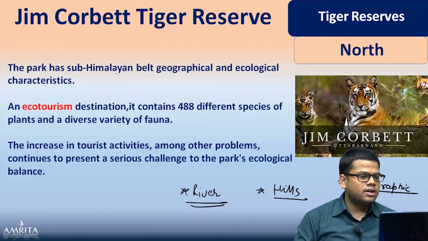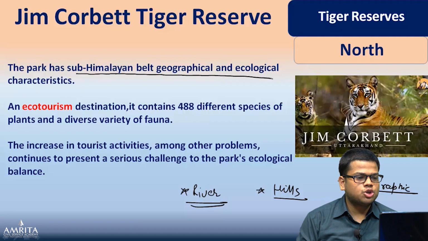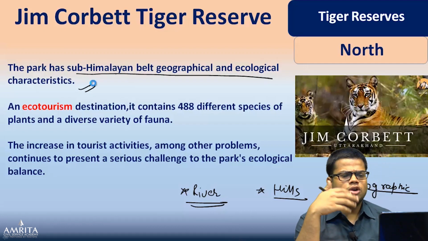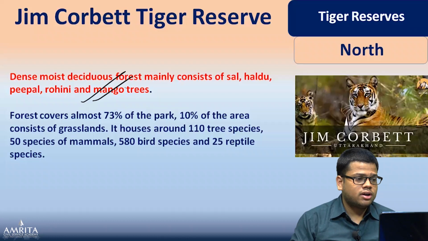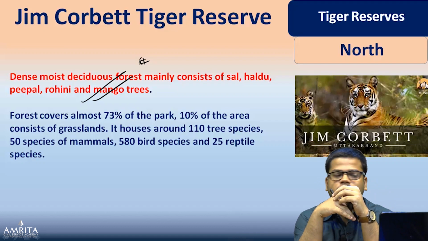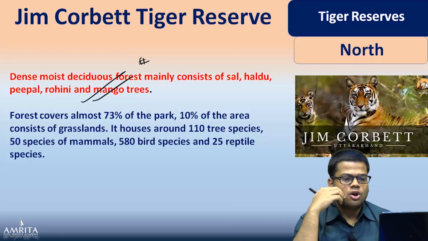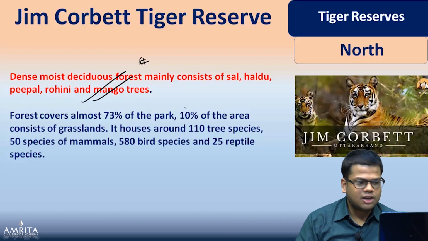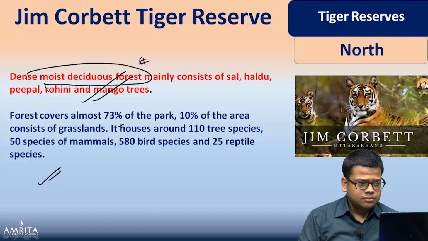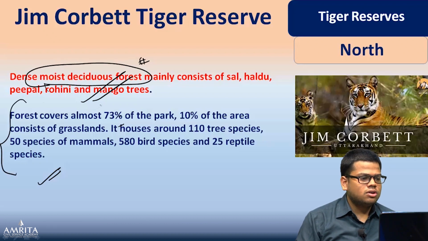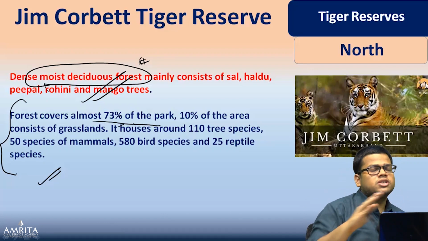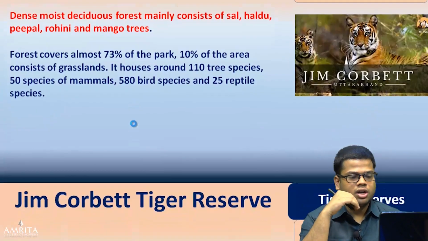Okay, so let's continue. The park has sub-Himalayan belt geographical and ecological characteristics. Obviously, it's a sub-Himalayan thing. Ecotourism is there, a lot of tourism is there. This point is very important. I told you that you have to get the vegetation first. You have to read from the geography portion, the vegetation portion. So it has a very dense, moist deciduous forest consisting of sal, haldu, peepal, rohini, and mango trees. Even if you remember this moist deciduous point, you can get it right. It contains almost 75% of the park's area as forest, and grassland too. That is why it is one of the protected areas of Uttarakhand.